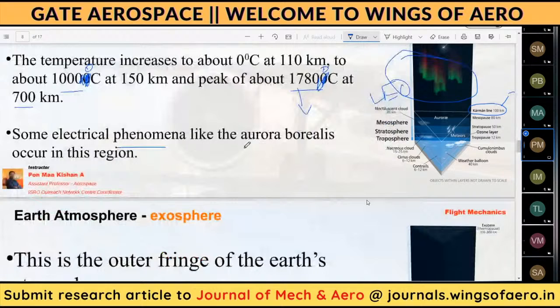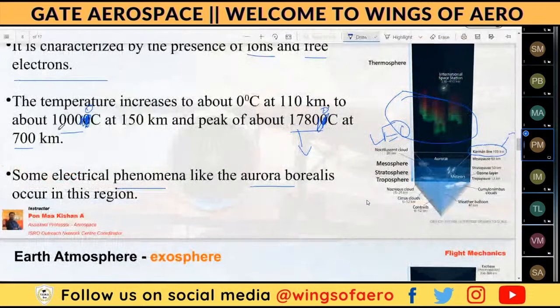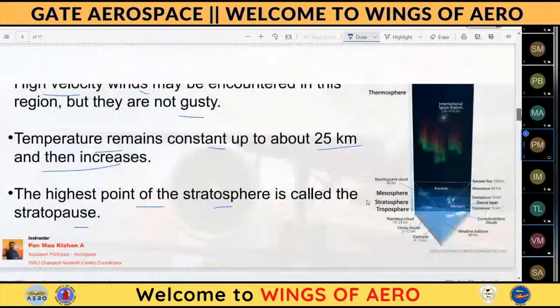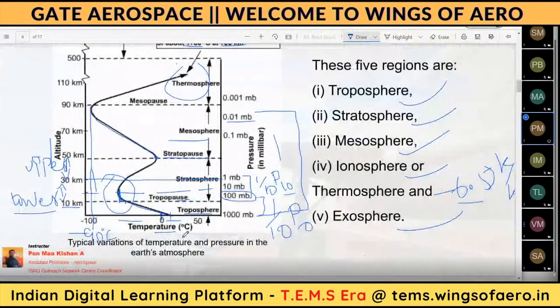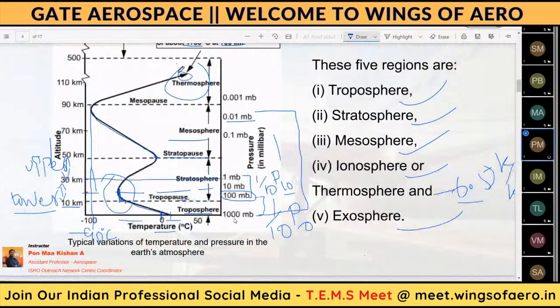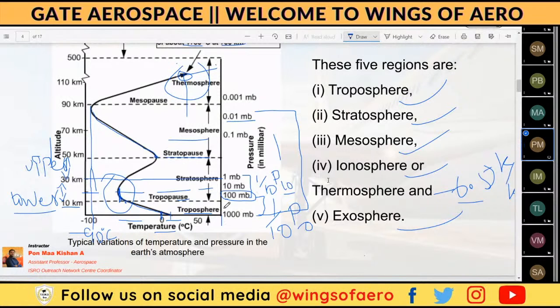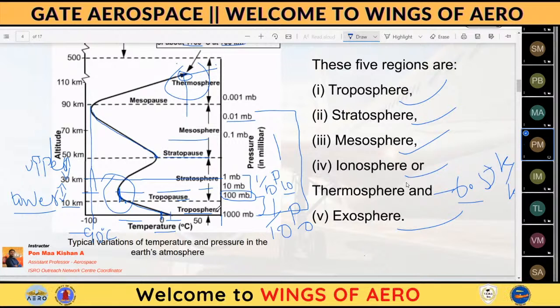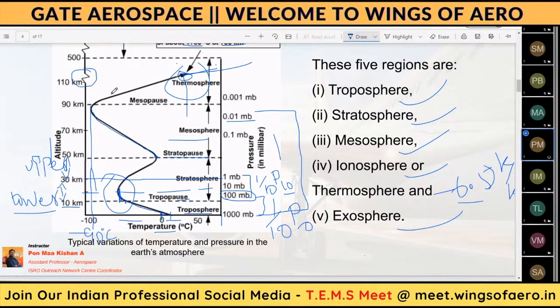Some electrical phenomena like the aurora borealis also occur in this region. Actually, this is given as 1000 degrees Celsius at 150 kilometers, right? Yes, sir. That's why they have marked it with an arrow. Can you see that? They have not given the exact value. They have given an arrow showing it is increasing, which is out of the graph. They should have extended it a little bit. For understanding only, here also you can see they have given a marking.